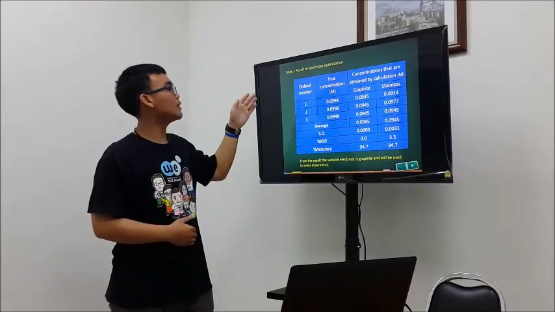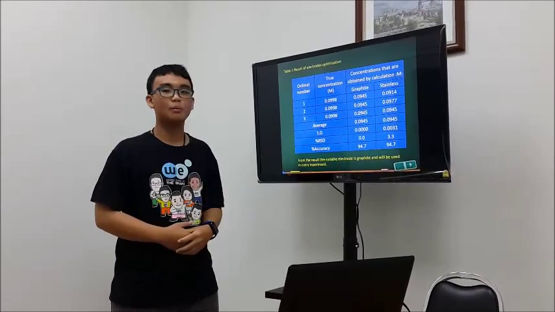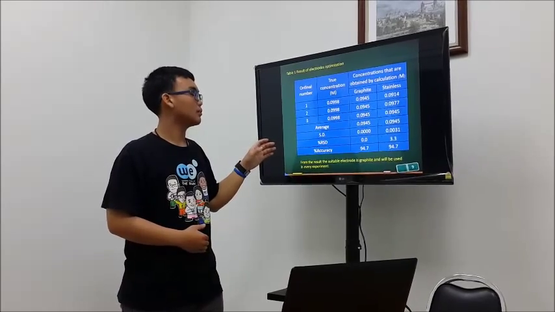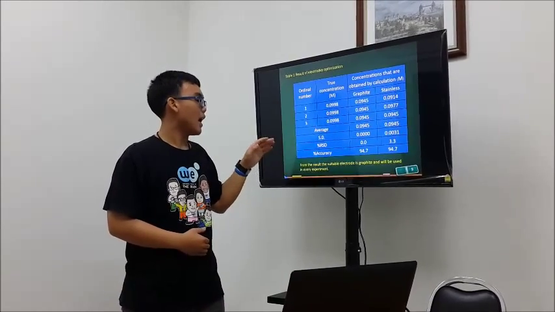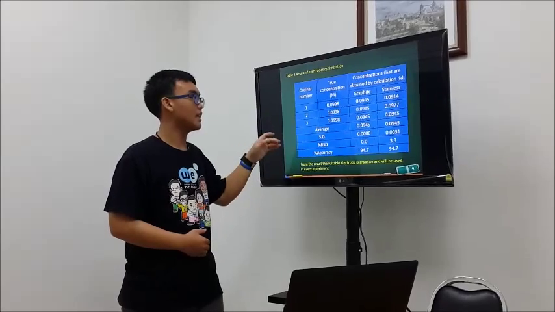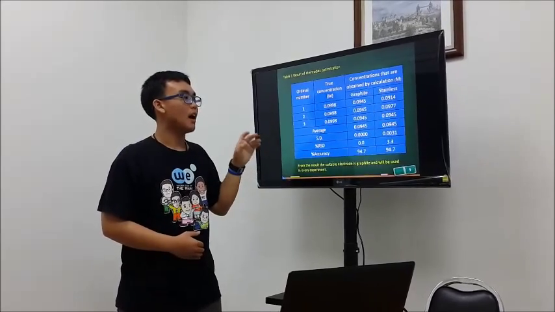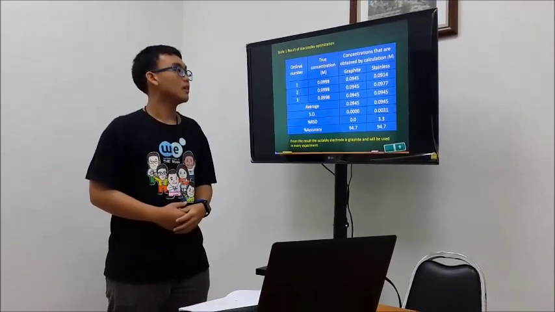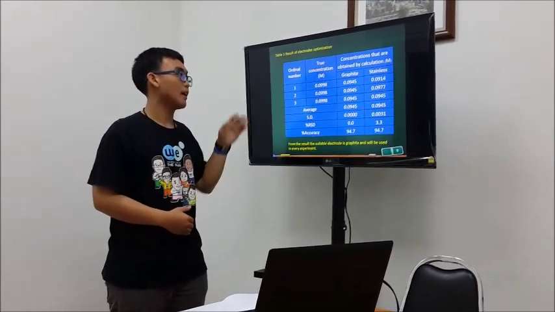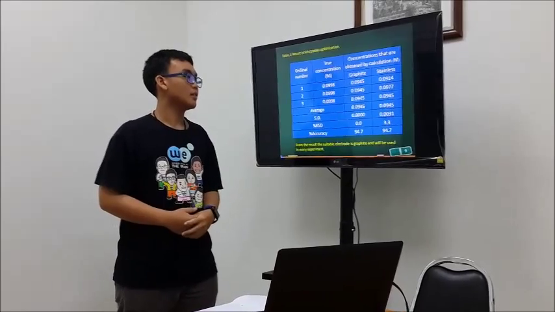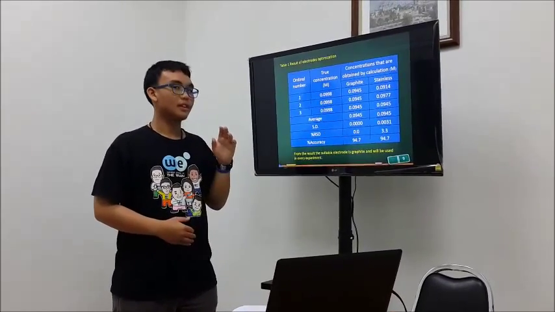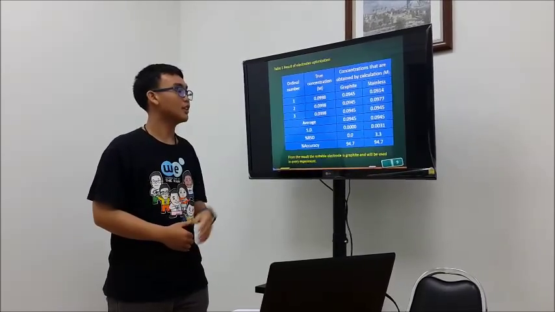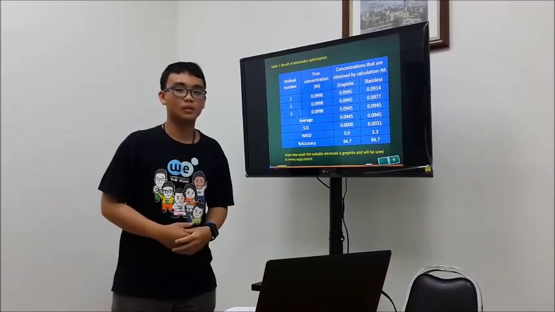Table 1. You can see the results of electrode optimization. The table shows that accuracy is the same, but the SD and RSD of graphite are less than stainless steel. It means the values of graphite have less deviation. So graphite is the suitable electrode.